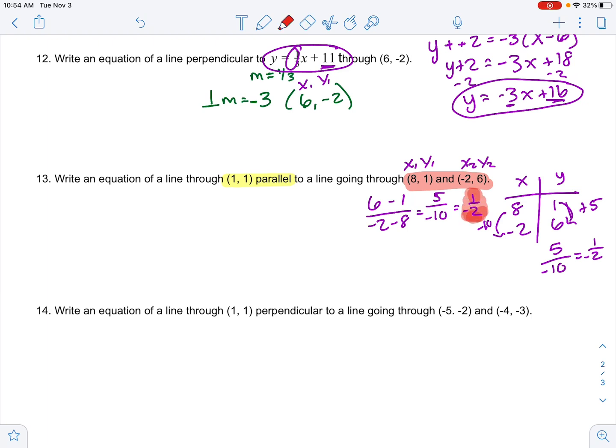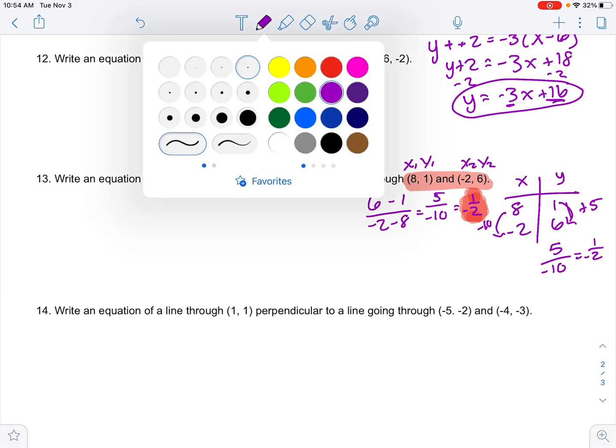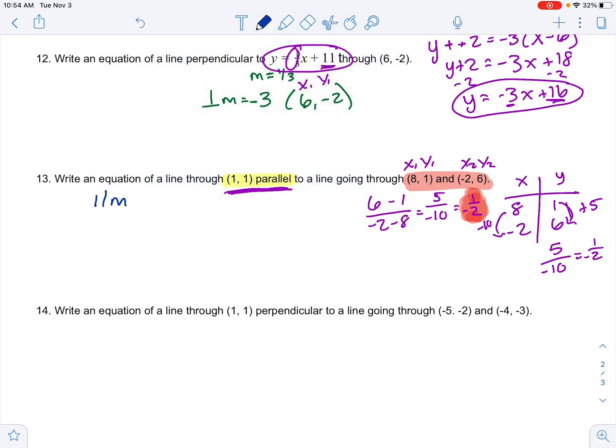Now, it gave me my slope here. We found that. Do I need to be parallel or perpendicular to that? Now we're coming back to this highlighted information in yellow. I need to be parallel. So my parallel slope is what? My parallel slope, we keep it exactly the same. So negative 1/2.